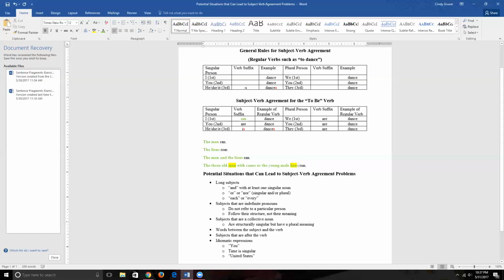So now the 3 old men with canes run. The young male lion runs. Well, this is still closer to our run word, so we need to add an S. Obviously, if we flip this and put the lion first and the 3 old men second, then we'd be back to run. So that's the or category. And so it's basically which one sounds better.